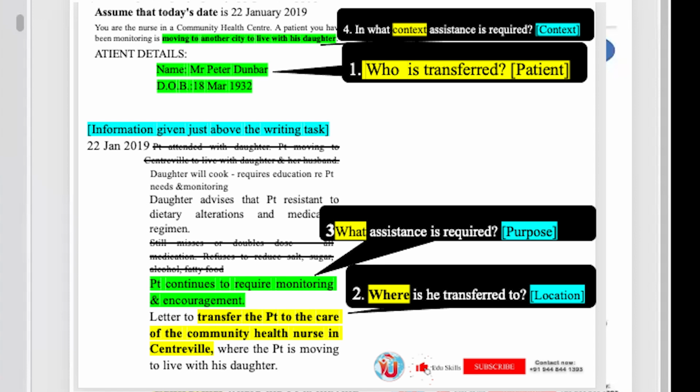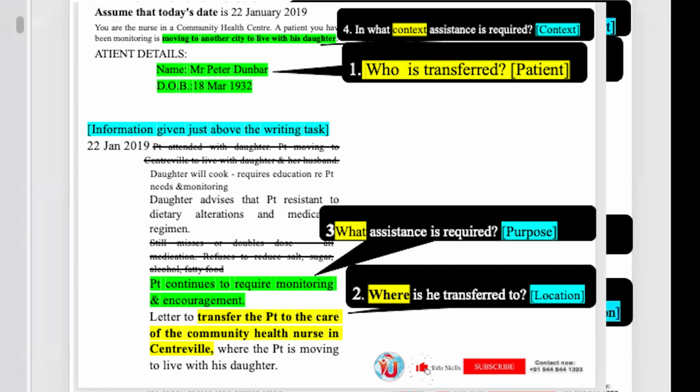And the information is given just above the writing task. Okay, above the writing task. When you have to write your purpose, you can find the information just above the writing task, in the previous segment of writing task. See if you want more clarification.